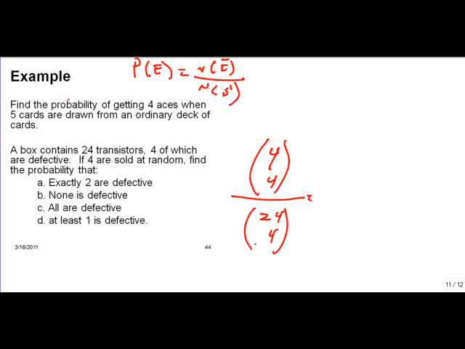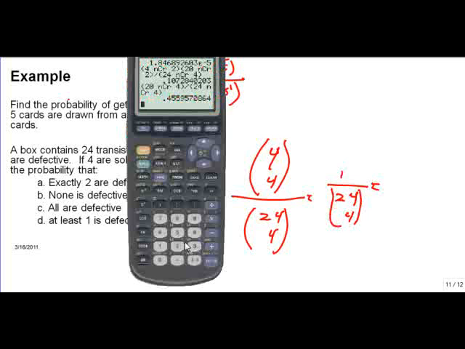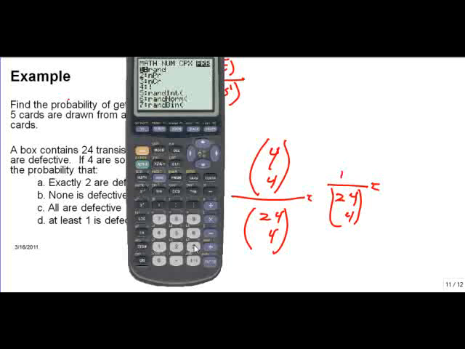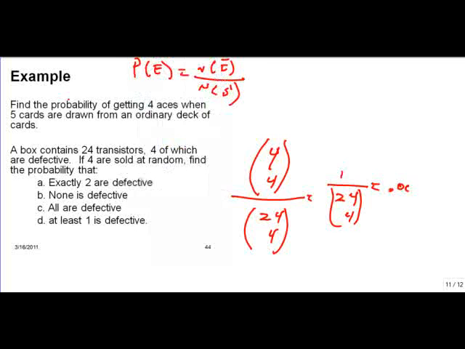So let's see. This is going to be 1 over 24 choose 4. So that's going to equal 1 divided by 24, math, PRB, 3 (nCr), 4, close. Oops, I didn't get the PRB menu option 3, 4, close, enter. So that's going to be really, really small too, so about 0.00001.